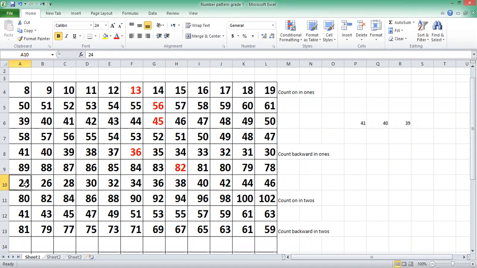Look here, guys. This is 24. This is 26. So this is the smallest to greatest. That means you are adding. 26 is more than 24. When you talk about more, that means we are talking about addition.